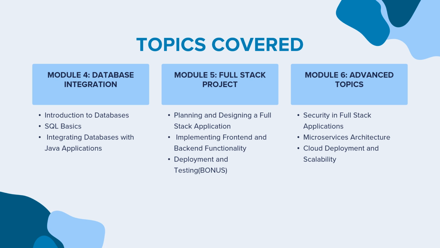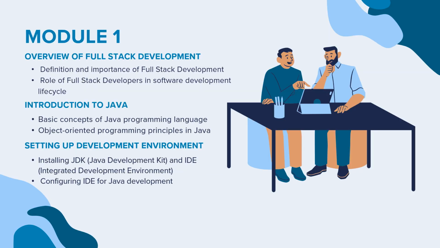And coming back to module 6, advanced topics will be covered here, such as security, microservice architecture, cloud deployment and scalability. We'll see why security is required and what microservice architecture is, and we'll also see what deployment is, why cloud deployment, why scalability, etc. We'll see that in the coming sessions. And now I will go into a deeper explanation of each module.